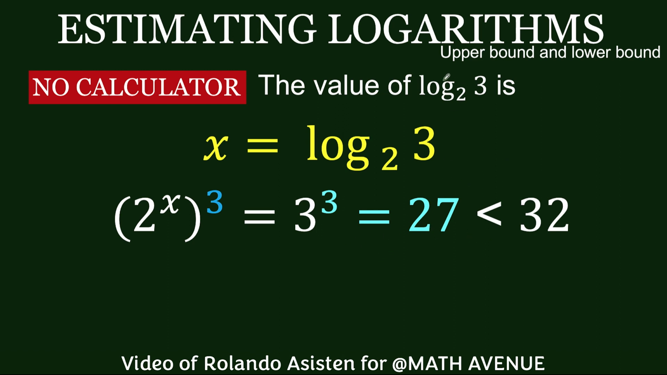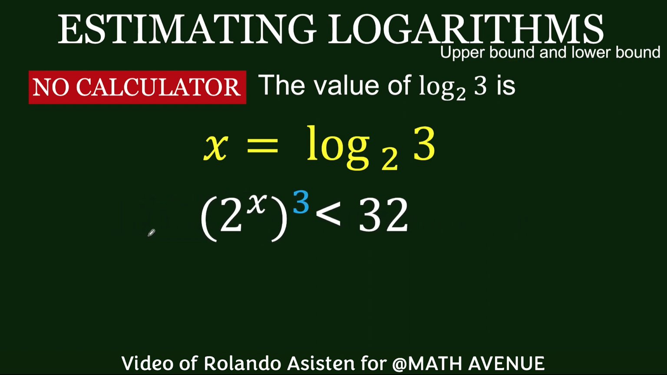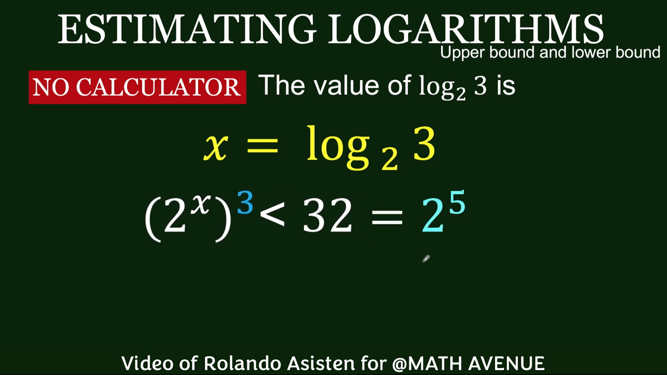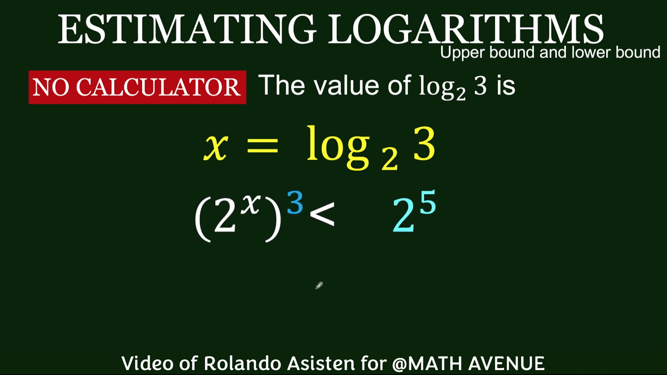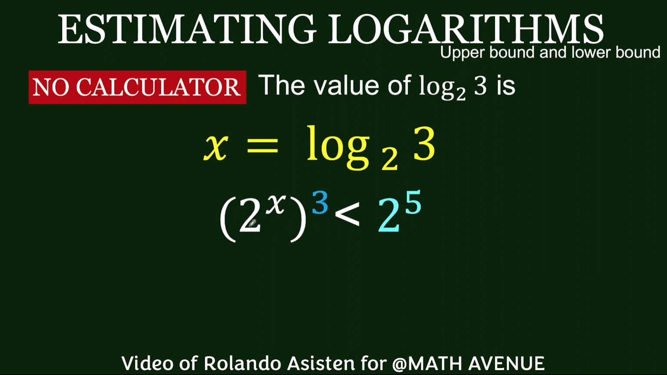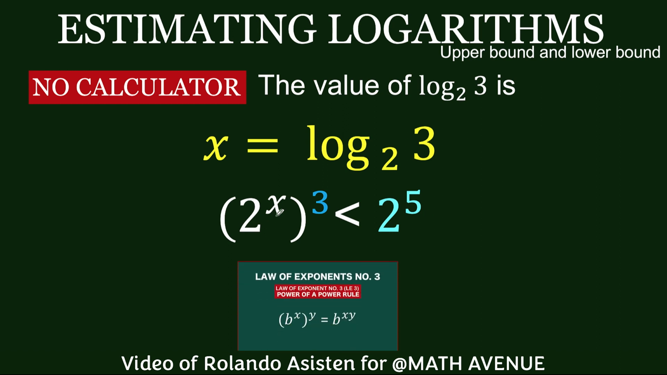So, since we are estimating here for the upper bound, we want some number that is greater than this 27. That number must be an exponential form with a base of 2, and that number is 2 to the 5th, because 32 is equal to 2 to the 5th. So we now therefore say that this exponential number, 2 raised to x, all raised to the third, is less than 2 to the 5th, and we are sure about it. Then let's recall some properties of exponents. We can simplify the left side using the power of a power rule by simply multiplying x and 3 to get 2 raised to 3x.